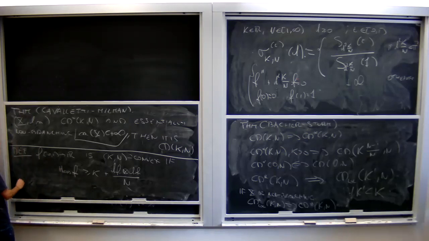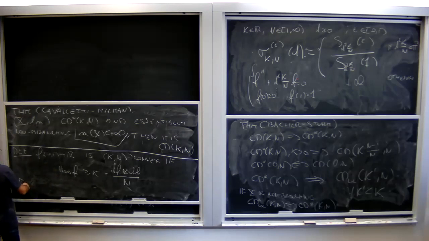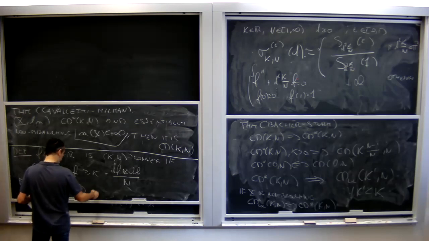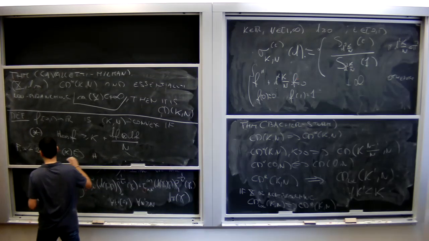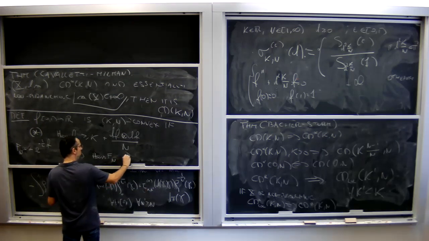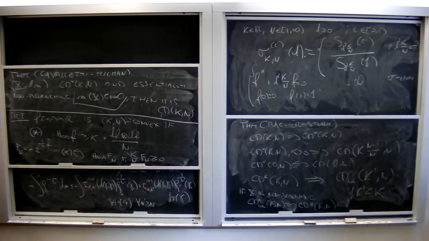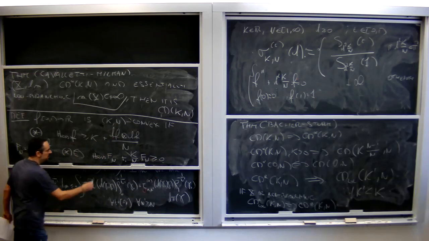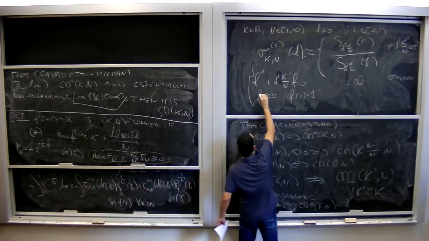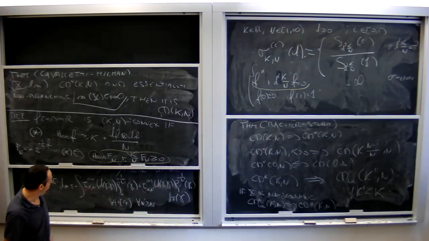Now notice that this is just, again, numerology. If you replace f with what it is, so let me define capital F as minus exponent of minus 1 over N f, then this is equivalent to the Hessian, well, let me call it F_N, the Hessian of F_N plus K over N F_N to be greater or equal than 0. Let me notice that this looks suspiciously close to this.